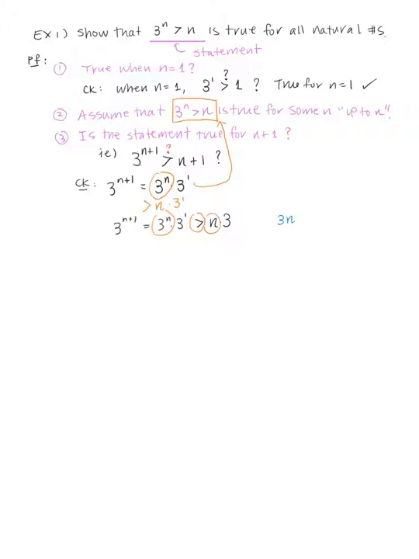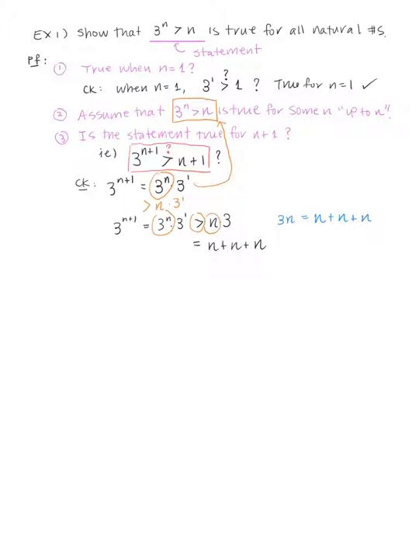But then isn't 3n the same thing as n plus n plus n, right? So I'm going to replace this with n plus n plus n. Now meanwhile, don't forget what we were trying to show. We want to try to show that 3 to the n plus 1 is going to be greater than n plus 1. So far, all we have is 3 to the n plus 1 is greater than 3n, which is n plus n plus n. Now, we're going to have to use some tricks.